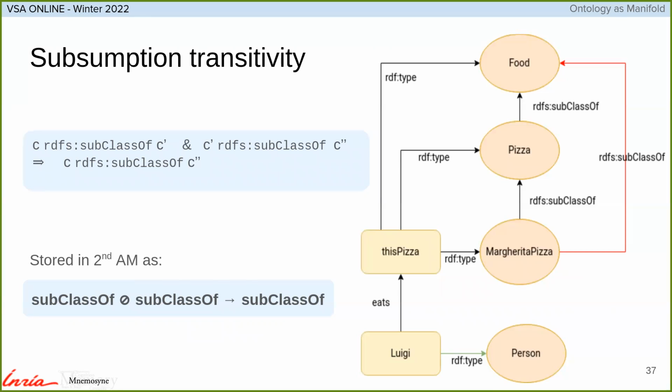So in this case, the rule that will be stored in the associative memory that stores the rules, as presented earlier, will be this. Subclass of combined with subclass of can be substituted by just one subclass of.